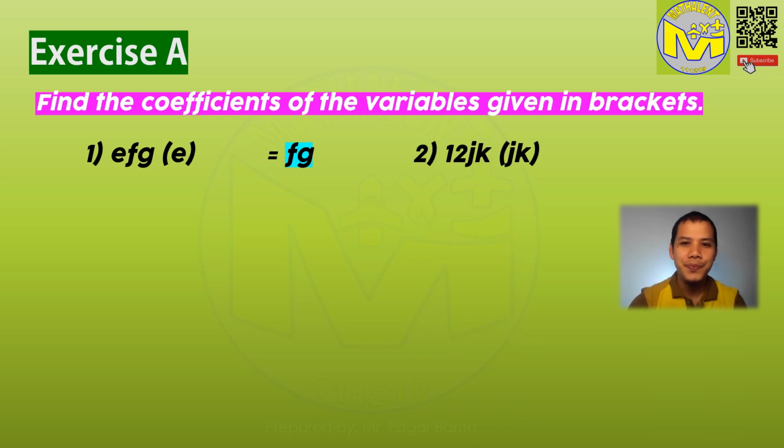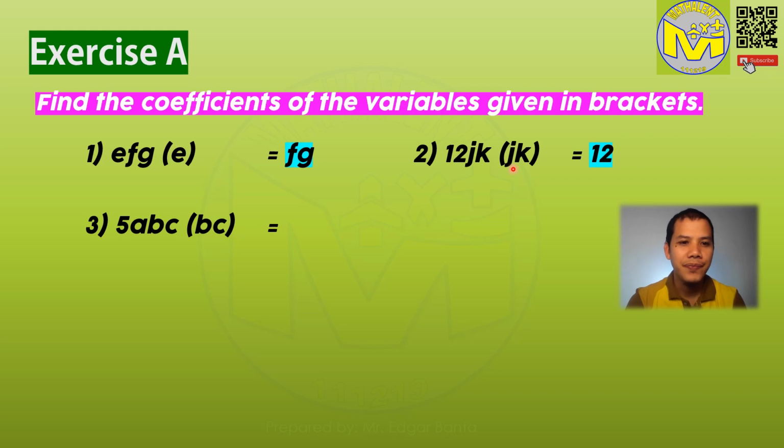Number two, the 12JK. JK is in the bracket. Wait, let me show you the pointer. Alright, JK is in the bracket. So what is left? What do you think is the coefficient of JK? Alright. Next.